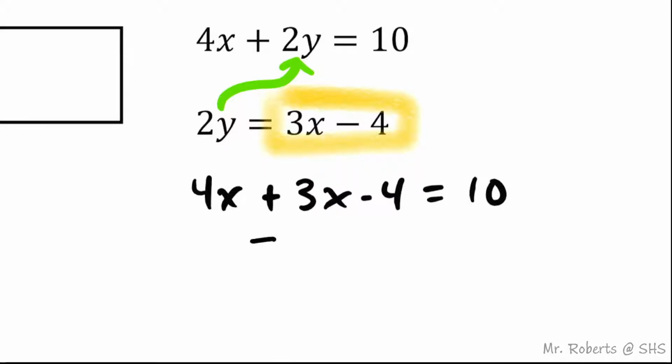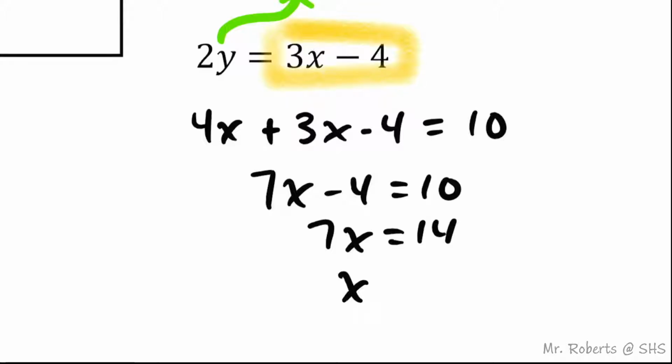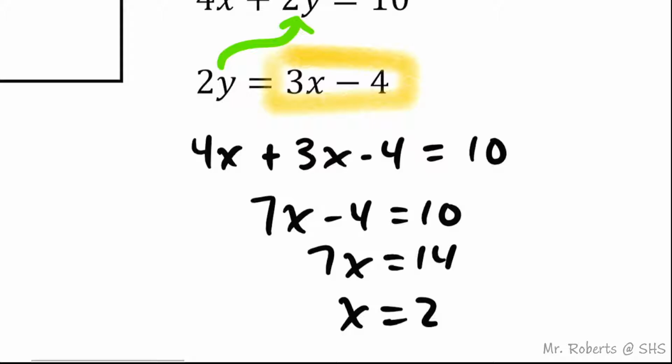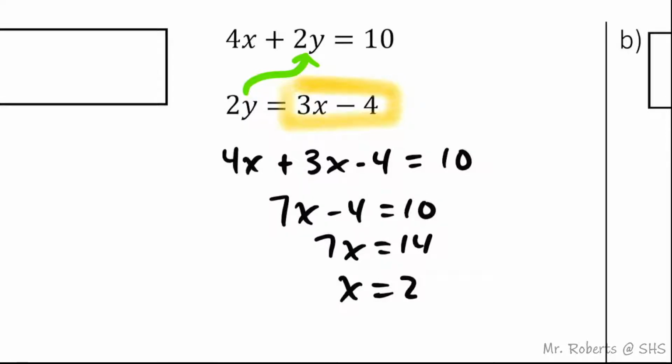Therefore, 7x minus 4 is 10. 7x is 14. And of course, we know therefore that x is the number 2. So just like that, I was able to figure out what x is. Now that we know that the value of x is 2, we're going to take that and plug it back into either one of the original two equations to figure out what y is.